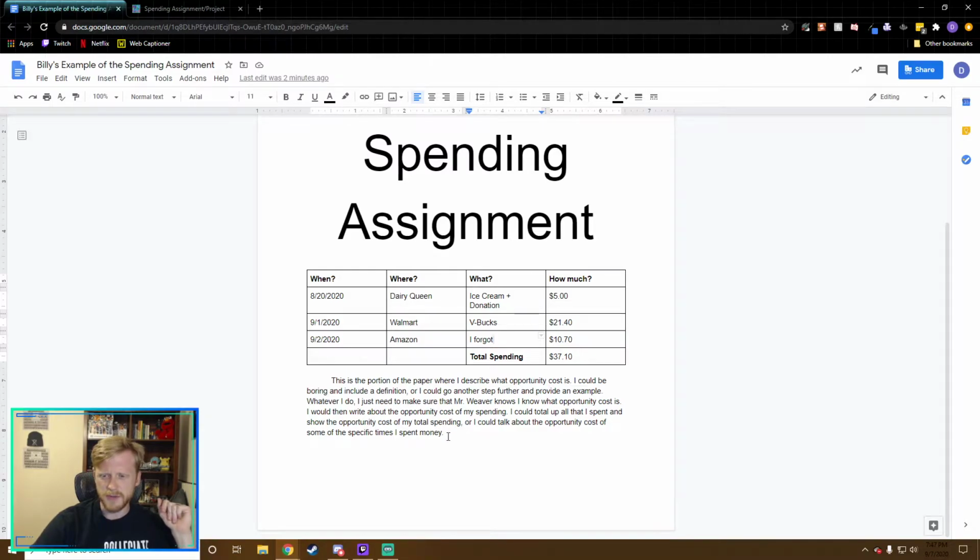I'm not sure if you guys can read it, so I'll go ahead and read it here. This is the portion of the paper where I describe what opportunity cost is. Oh, come on, Billy. Actually do it. It looks like he sent me his rough draft, so he's probably going to be missing some points here.